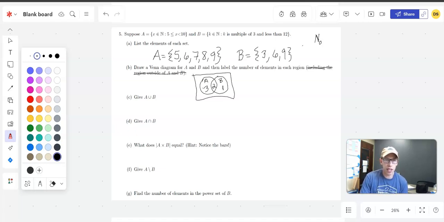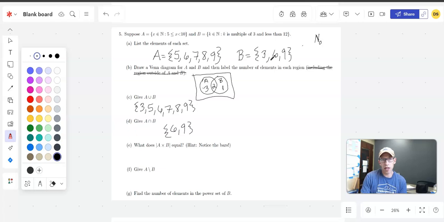So A union B, that's anything that's in either one of them. So basically the 3 and then everything in A. A intersect B is talking about the elements that are in A and are in B, which are only the 6 and the 9.